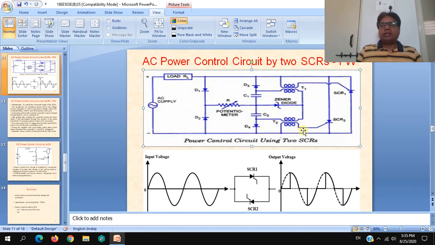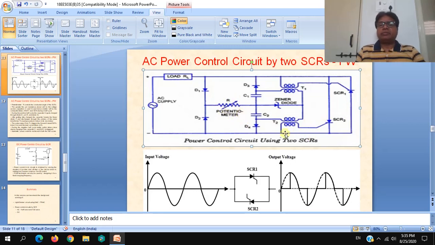So the time taken by the capacitor to trigger SCR2 can be adjusted by changing the value of the potentiometer. If you want to turn on SCR2 in lesser time, that is at lesser firing angles, this resistance should be at a lower position. If you want the firing angle to be more, then increase this resistance.